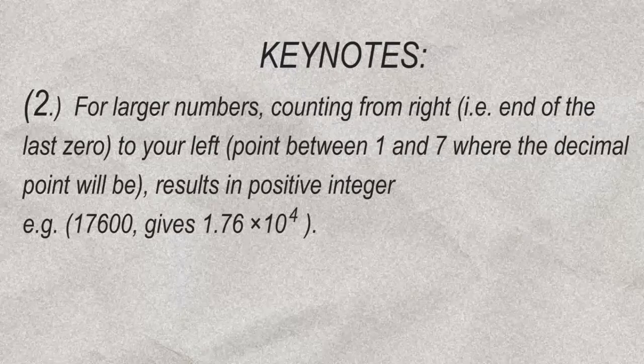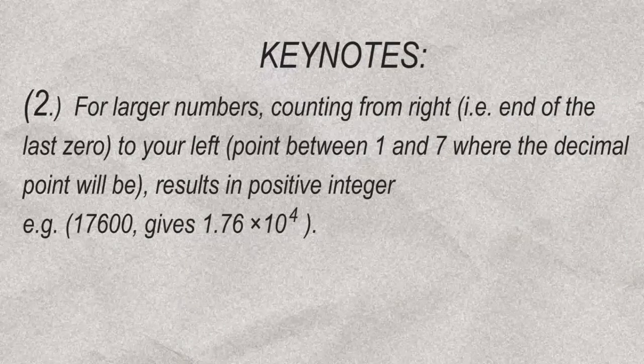So for larger numbers, we count from the last 0 on our right hand side to the what? To the left. So for larger numbers, we count from the right to the left. So from 0, we'll count 1, 2, 3, 4. So from 0 to the point between 1 and 7, we'll get 7. So if we count it, our significant number will now be 1.76 times 10 raised to power 4.